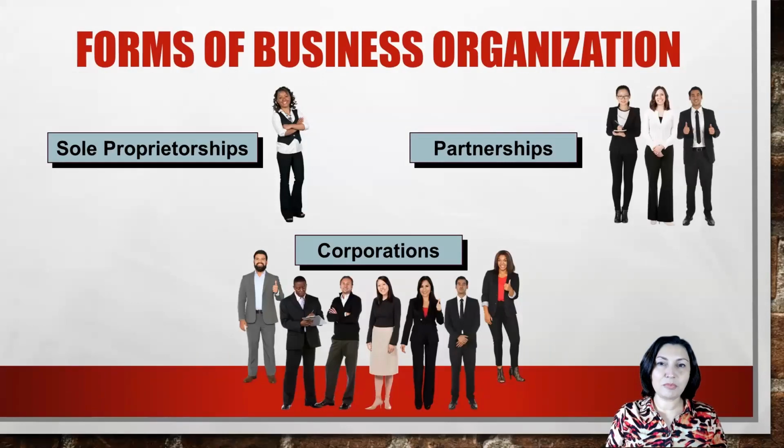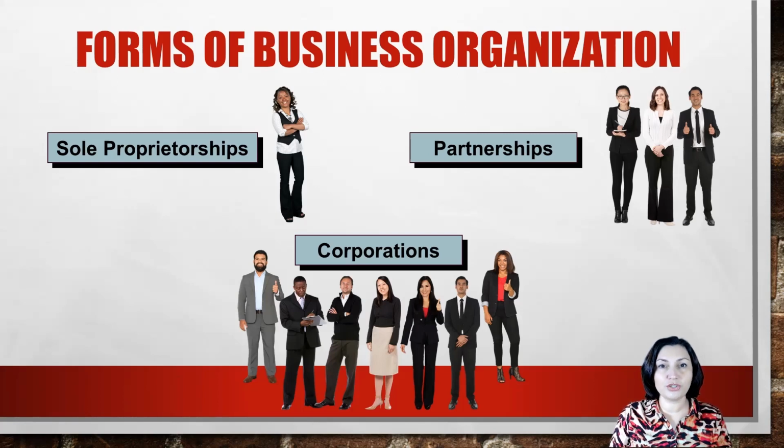There are three general forms of business operations: a sole proprietorship, a partnership, and a corporation. A proprietorship is a business owned by just one individual. A partnership is owned by two or more individuals. Some partnerships are very big and have several thousand partners.